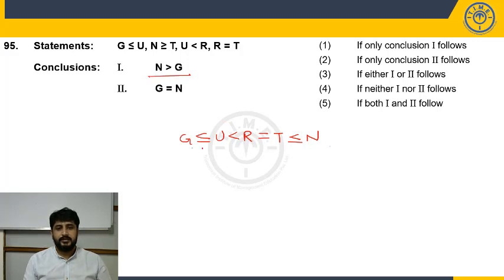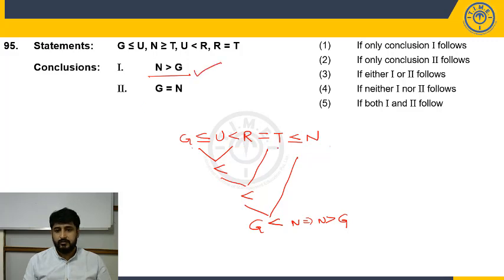G and N relation. Less than or equal to, less than leads to less than. Less than and equal to leads to less than. Less than and less than or equal to leads to less than. So G less than N is as good as N greater than G. So 1 follows. G equal to N? No. Already the relation between N and G is N greater than G. So it cannot be equal to. So only 1 follows. Choice 1.